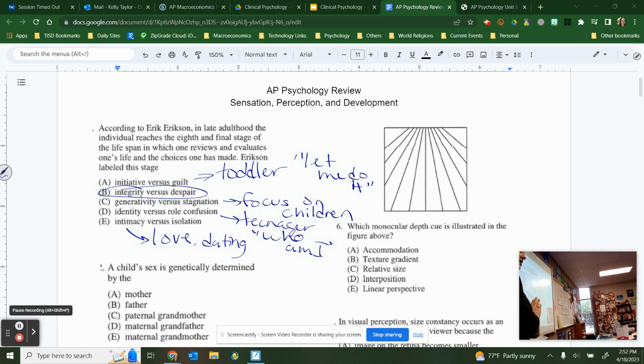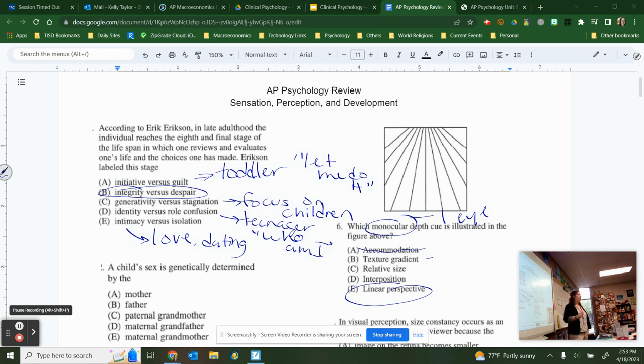Okay, switching gears, going over to this question. Switching topic completely, because this is development, and here we are with sensation. So what is going on with this picture? There are lines, almost like a keyword here. These lines, probably linear perspective. Okay, so these are all monocular cues, which require one eye to see depth. Accommodation is not a monocular cue, but the rest are.